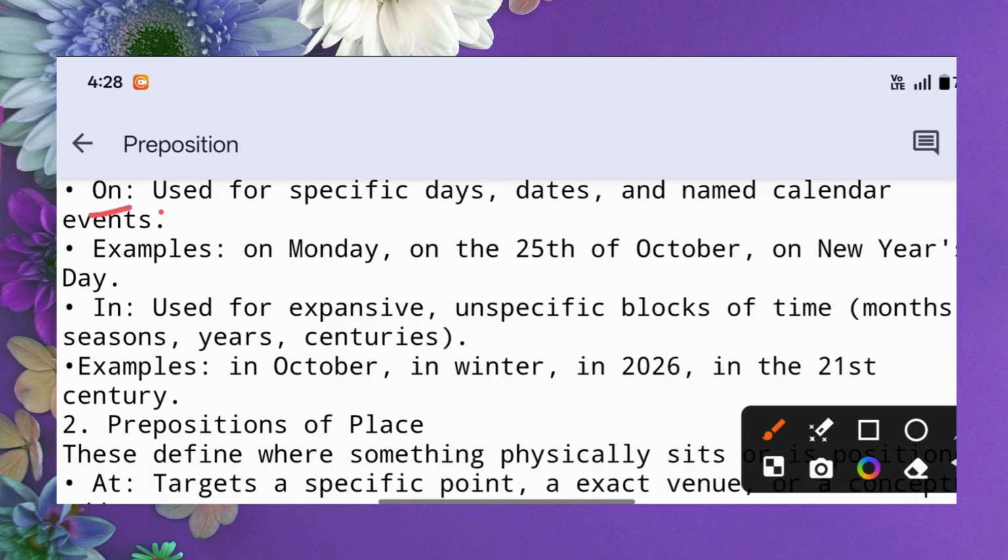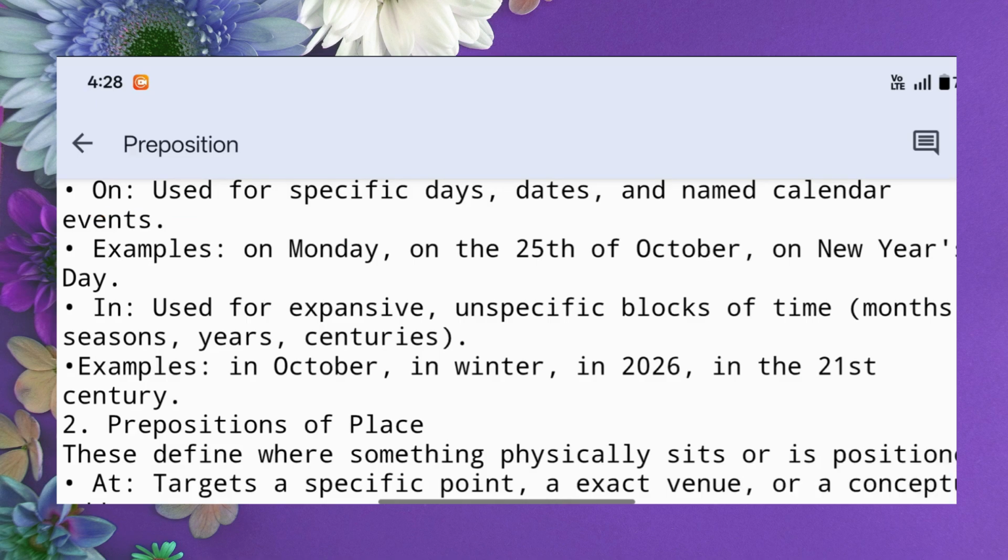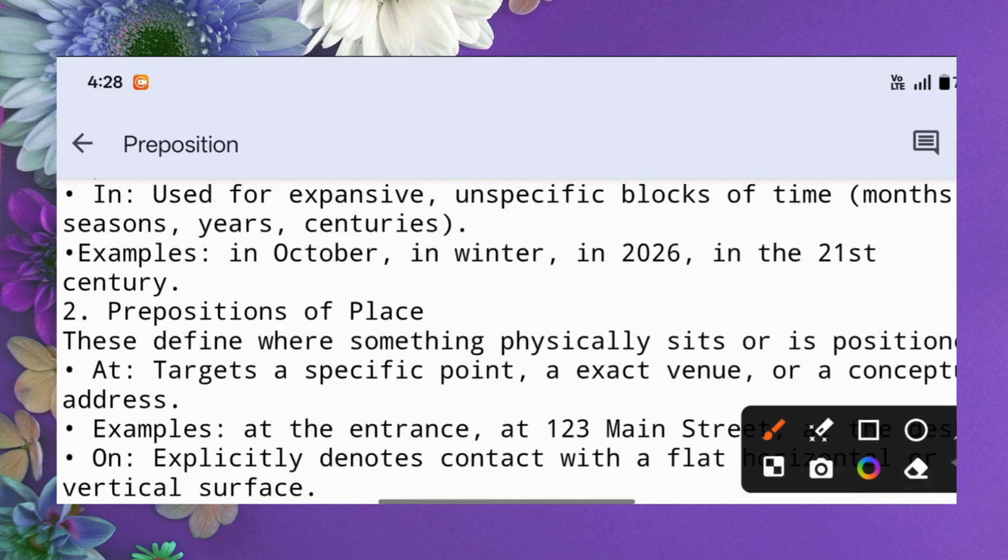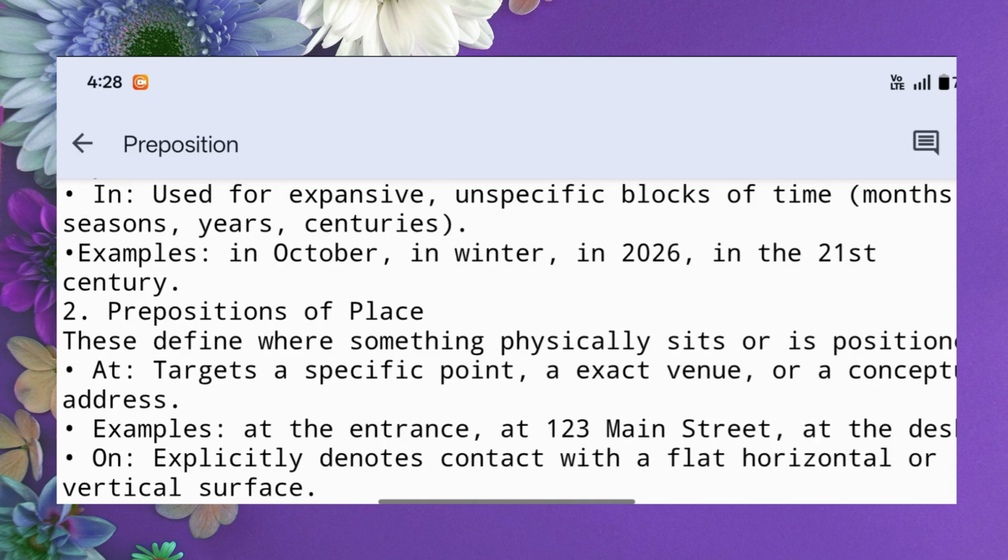Next, on is used for specific days, dates and named calendar days. Example: on Monday, on 25th of October, on New Year's Day. Next, in is used for expansive unspecific blocks of time. For example, months, seasons, years, centuries. Examples: in October, in winter, in 2026, in the 21st century.